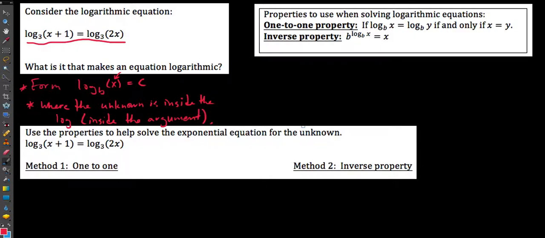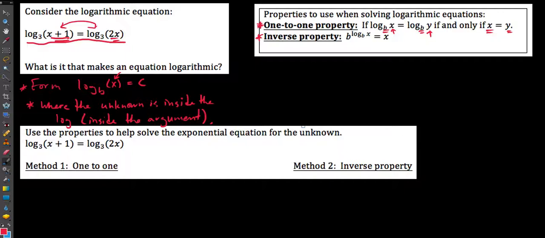So if that's the case, then we're going to have to use some properties to help us solve this. Just like with exponential equations, we also have a one-to-one property that we can use here, as well as an inverse property. Let's take a look at these really quickly. Remember that if two logs are equal and they have the same base, then the only way this is true is if their arguments are equal. So if log base b of x equals log base b of y, this is only true if x equals y. In a case like log base 3 of x plus 1 equals log base 3 of 2x, we could immediately set x plus 1 equal to 2x and start solving for x.